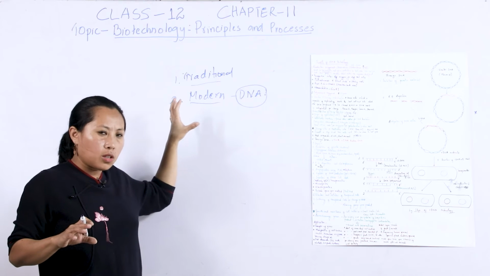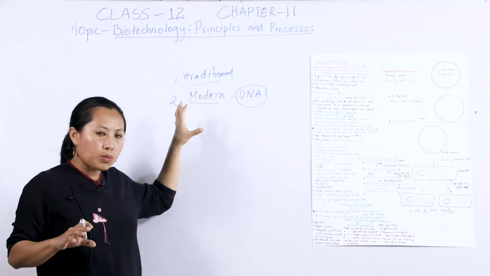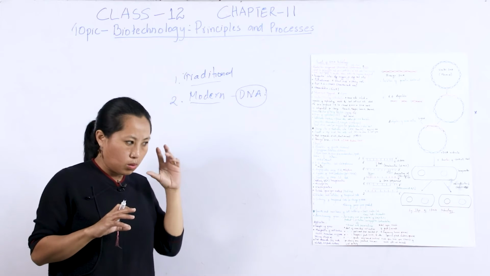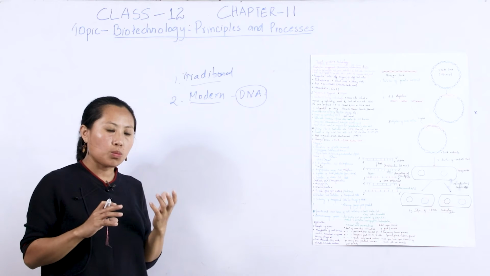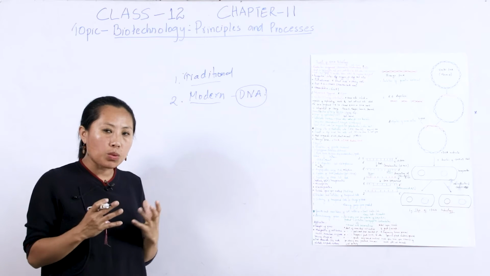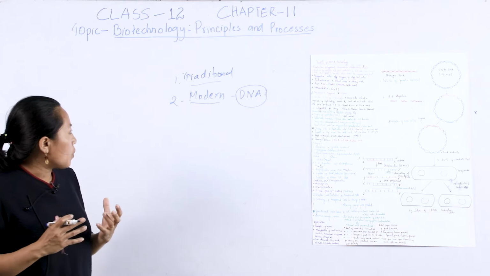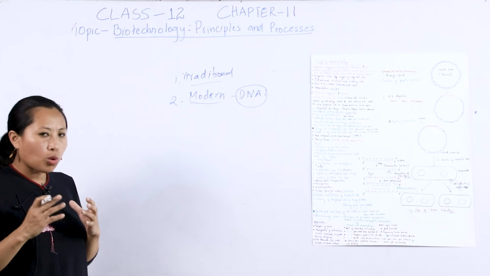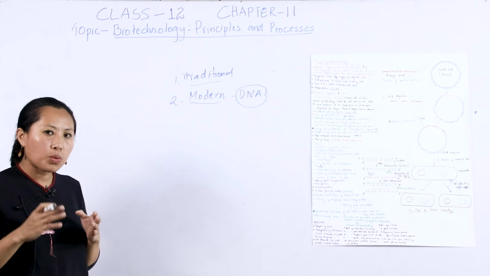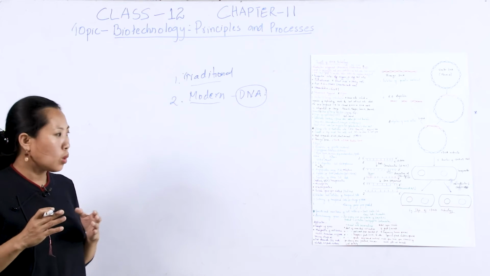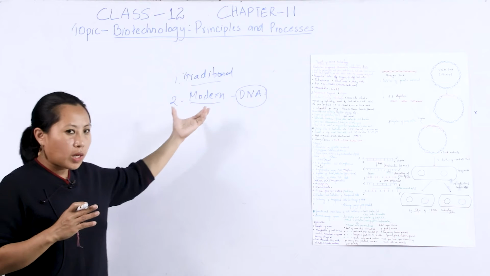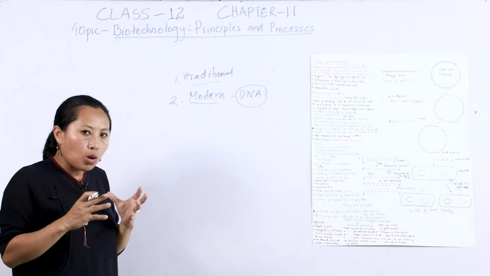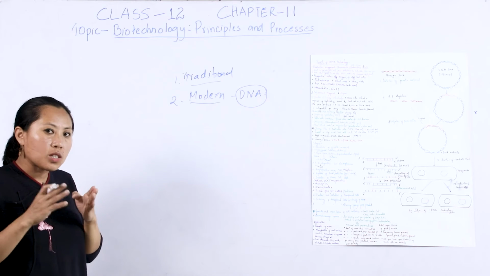So since it involves the application of engineering principles, and to engineer means to plan, to construct, to build, and manipulate. So to manipulate a substance or any macromolecule towards a desired or predetermined end. So this modern biotechnology or recombinant DNA technology involves the manipulation of the genetic material towards a desired or predetermined end.